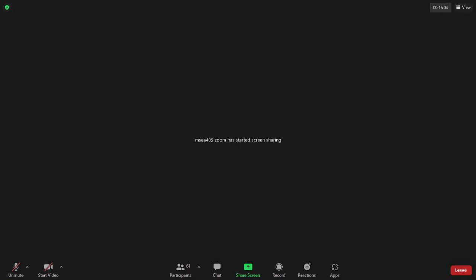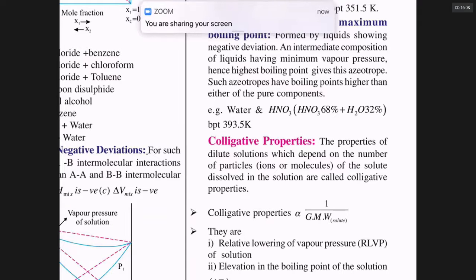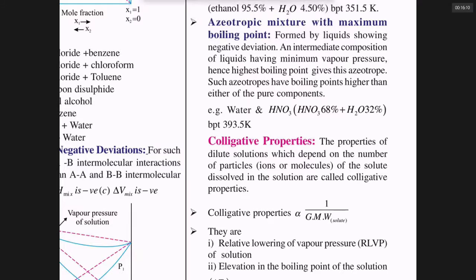Therefore, I was wondering that the colligative property is a property that depends on the number of moles or number of particles of a solute. Number of particles of a solute is inversely proportional to molecular weight. Therefore, colligative properties are inversely proportional to molecular weight. Yes or no?